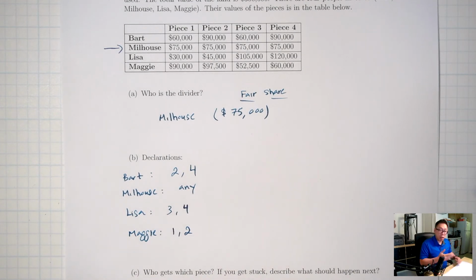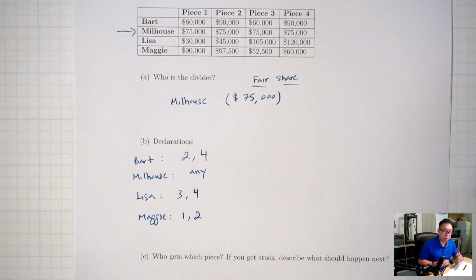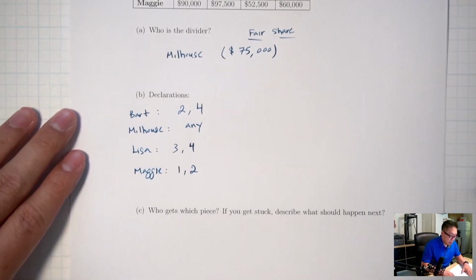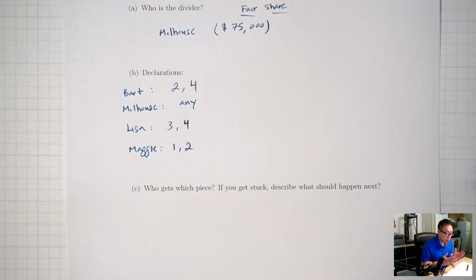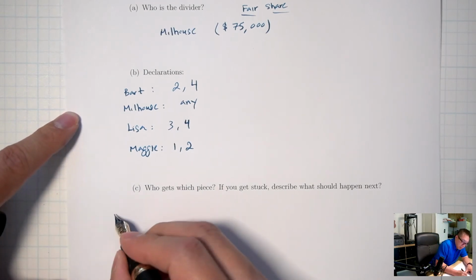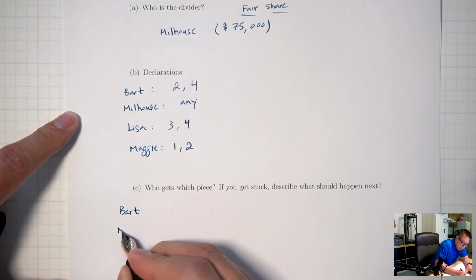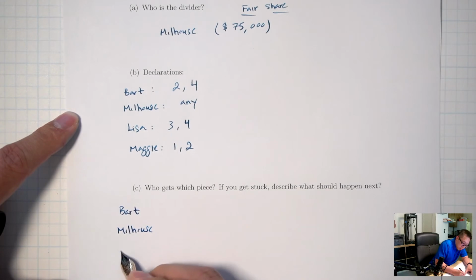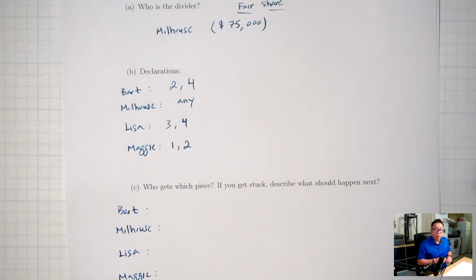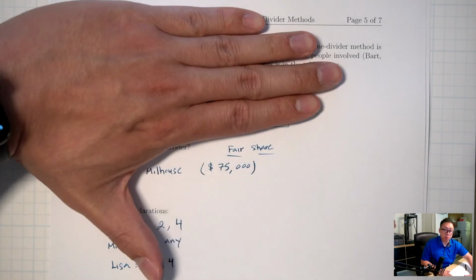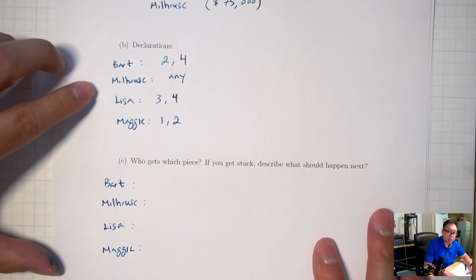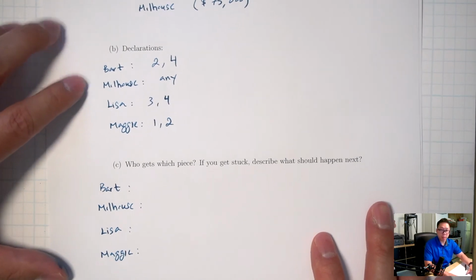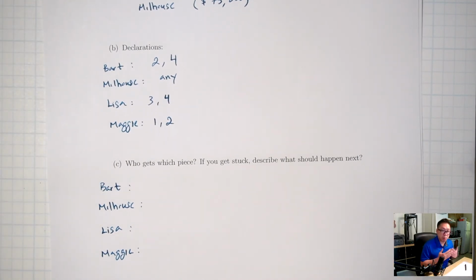Okay, so we have now a list of all the pieces that each person would accept. Now we try to give each person a piece that they would accept so that everyone's happy. And at this step, don't look at the table anymore. Okay, so forget about the table. Just look at the declarations that you made in part B. Okay, and try to give everybody a piece that they would accept.